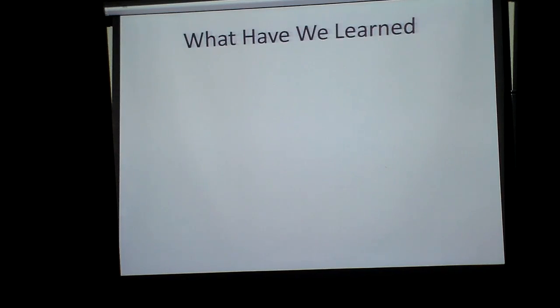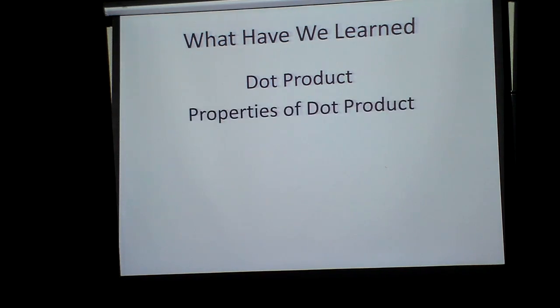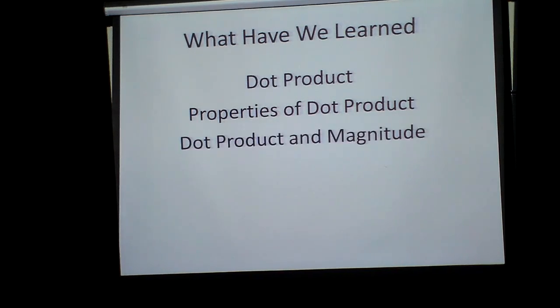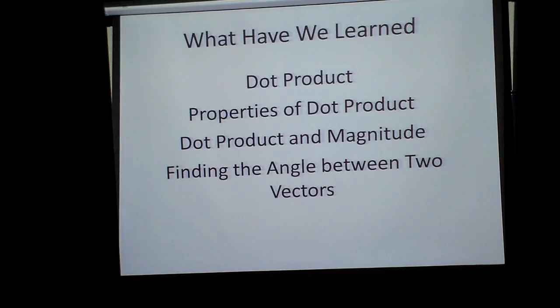That's what's involved. So, what have we learned today? Dot product, multiplying the first and the last and adding them together. There's no outers and inners. The properties of dot product seem pretty standard, like most of our associative properties and distributive properties. We learned about dot product and magnitude, and how we can use those to find the angle between two vectors.